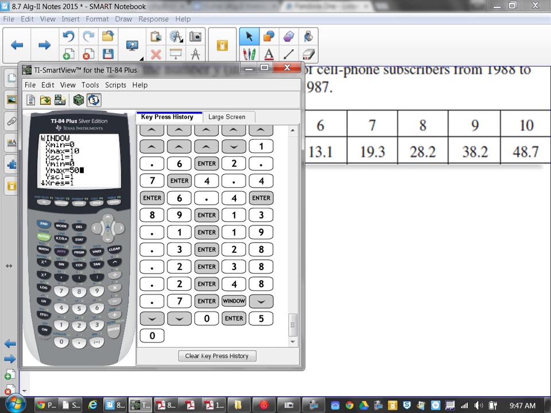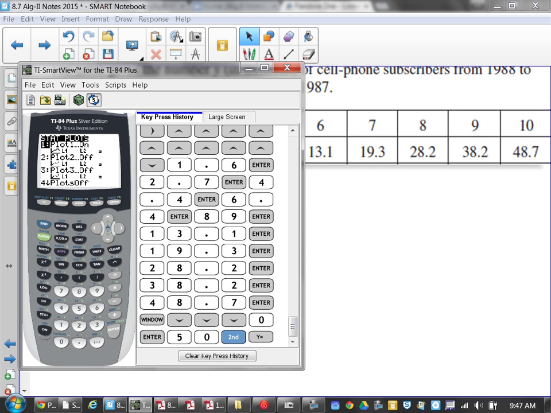Now, you can't just hit graph because you have to go to your second stat plot. So you have to turn that one on to make sure that's what you want to plot. Okay? Second Y equals. Okay? Now, if you hit enter, it should.